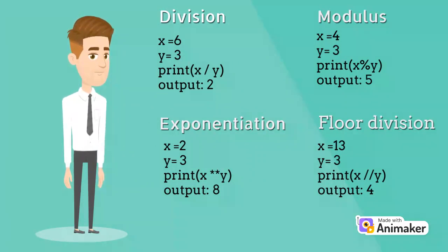Floor division, we use 2 variables, x equals 13 and y equals 3, print x floor division y, output is 4.